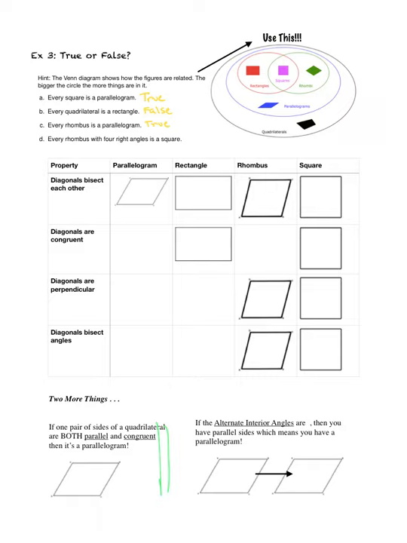And every rhombus with 4 right angles is a square. Ooh, gotta think about that. Well, every rhombus has 4 congruent sides. That's a requirement. A square has 4 congruent sides, and a square has 4 right angles. So yes, every rhombus with 4 right angles is a square.